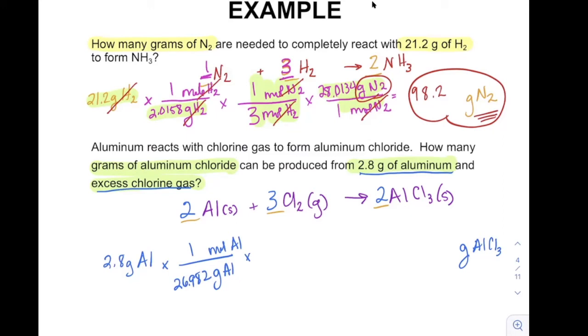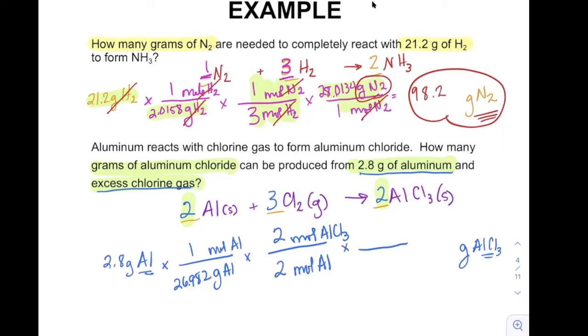So now in order to do the mole to mole ratio, we're going to do moles of aluminum on the bottom, and then we want moles of aluminum chloride on the top. We're given aluminum and we want to go to aluminum chloride. So that's what we want on the top is aluminum chloride. And if we look at the balanced chemical equation, we have 2 moles of aluminum for every 2 moles of AlCl3.